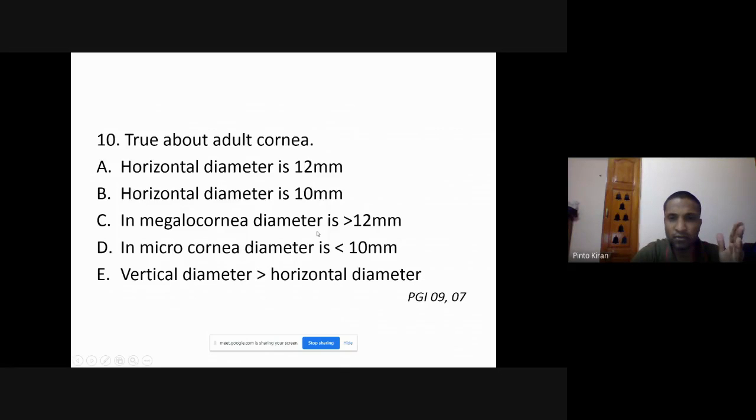When do you call it a megalocornea? When the diameter is more than 12 millimeter. Anything beyond the normal range is considered abnormal. So when the diameter is more than 12 millimeter, it's a megalocornea. When the diameter is less than 10 millimeter, it's called a microcornea. When they say micro or megalocornea, always remember this with respect to the horizontal diameter. When nothing has been mentioned, always keep in mind that megalocornea and microcornea are with respect to the horizontal diameter. For all practical purposes, they will take horizontal diameter as the criterion.